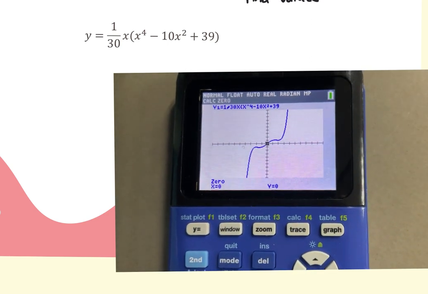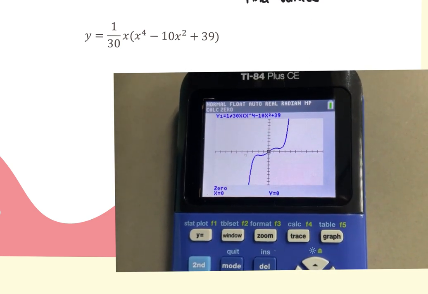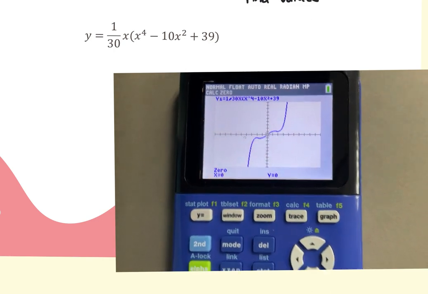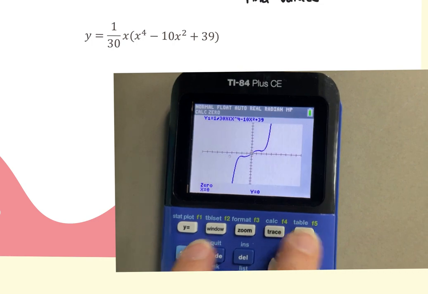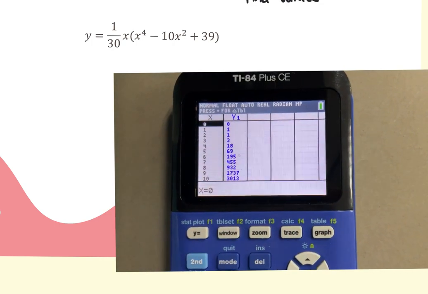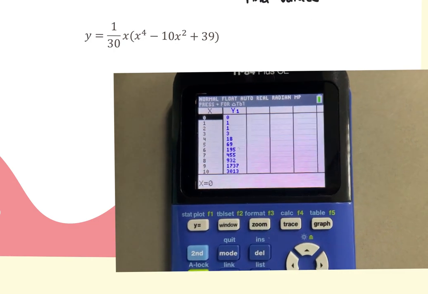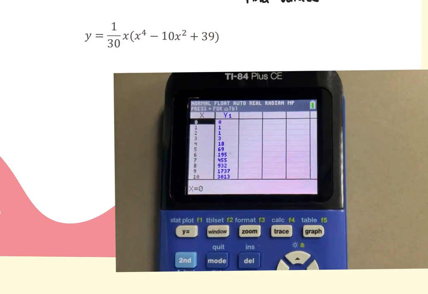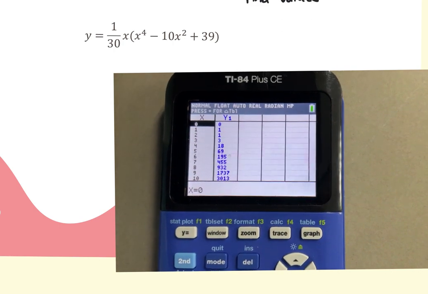Now let's say I want to find a specific value. What happens if I said, tell me what y is when x is 5.2? Do you know how to do that? Yeah. What happens if you go to table? It's going to show me the list of all the, and they're all whole numbers, right? Can I figure out a way to type in a number? Do you remember how?